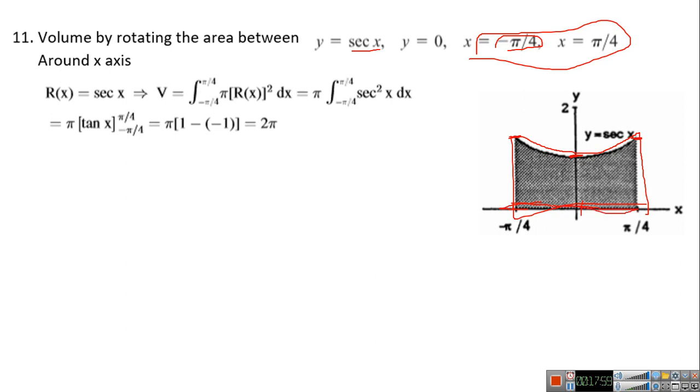And you have the x-axis, which is y equal to 0. You want to rotate it across the x-axis. So this is the disk method. So this is the radius, which is nothing else than the function. So secant square x is a formula. The integral of secant square is tangent x.